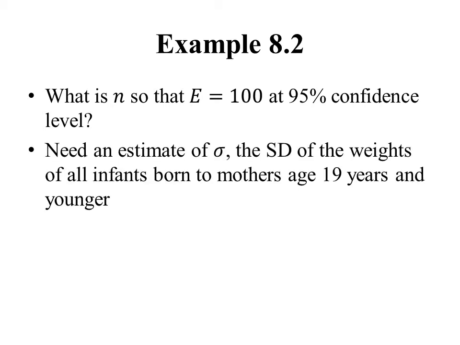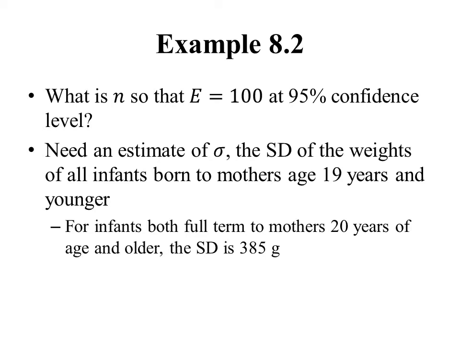Okay? And so to use our formula for the necessary sample size, we need an estimate of sigma, the standard deviation of the weights of all infants born to mothers age 19 years and younger. Now our problem doesn't give us any information, and so what we're going to do is use information from a different population. For infants born full term to mothers age 20 years and older, the standard deviation is 385 grams. So here we've got another population of mothers, not the same population, but in a survey of those mothers we found that the standard deviation was 385 grams.